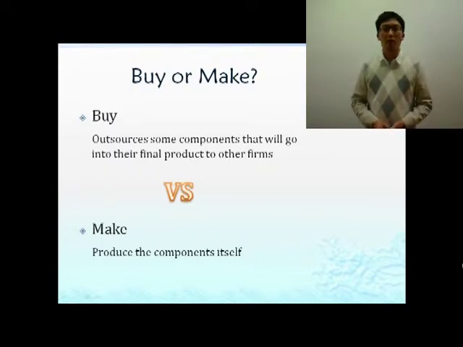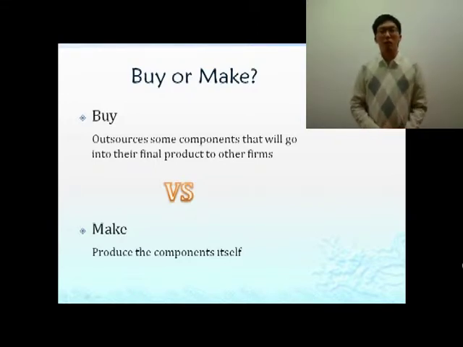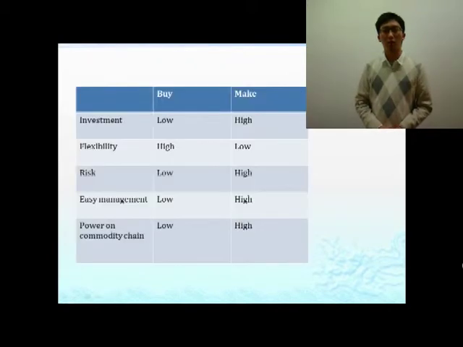Buy means a firm outsources some components that will go into its final products to other firms, which means the firm does not need to produce those components itself, but at the same time it can enjoy the low production costs in the developing countries. Both buy and make have their own advantages and disadvantages.